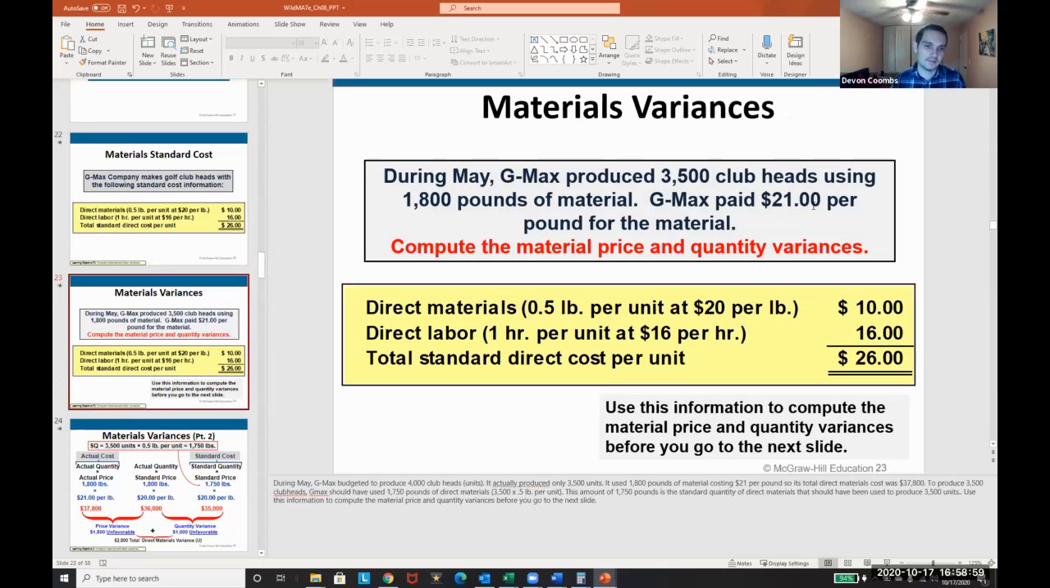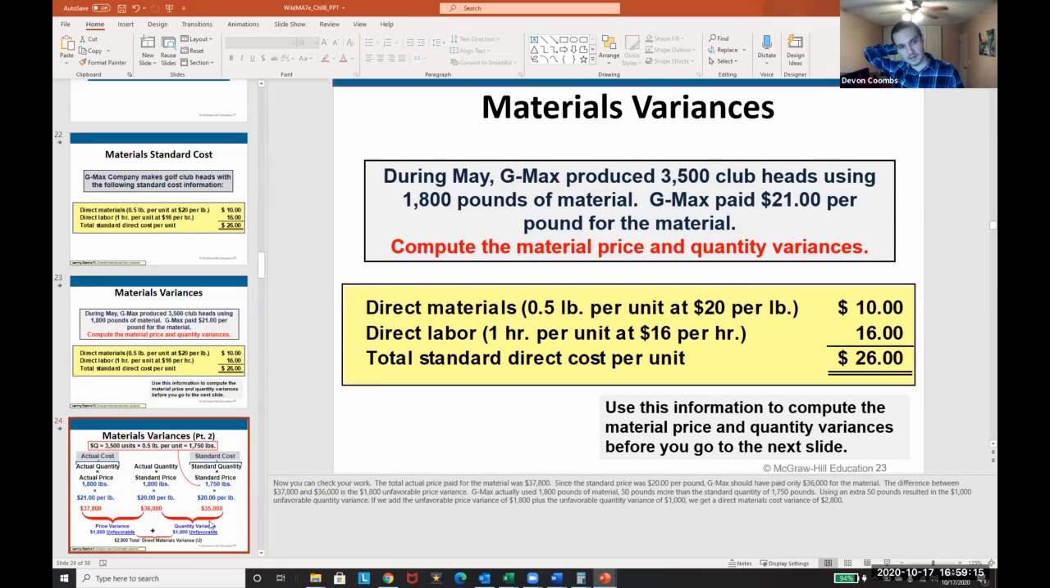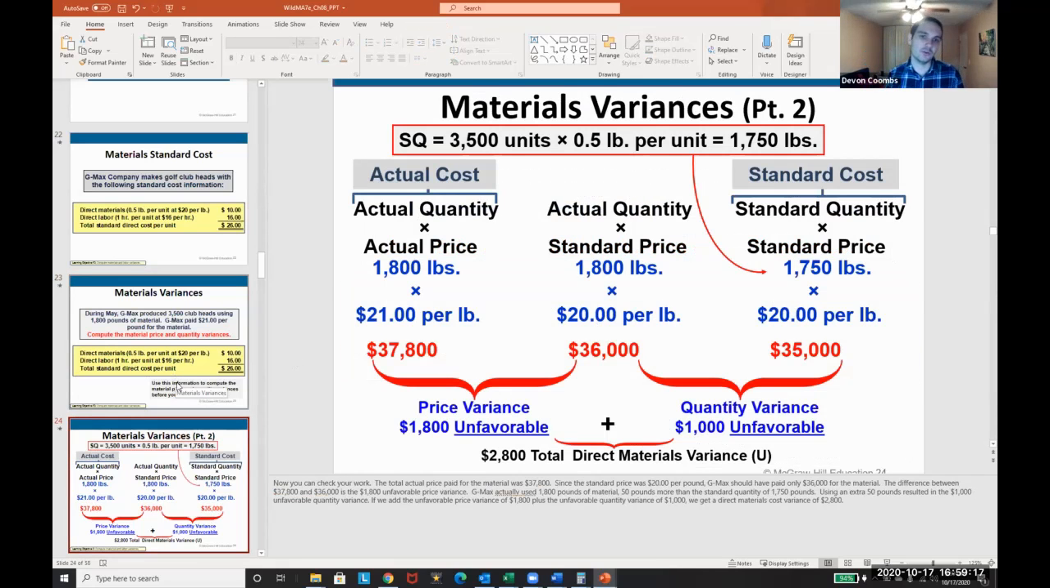And so now we get a new fact set. We say during the period we produced this many clubs for this much material, and it was $21 per pound for the material. And so now we can compute our quantity and price variances. So we might spit out a report. This is actually what happened. This is what we wanted to happen. And so we can just put the information here. So I'll go back and forth, right?